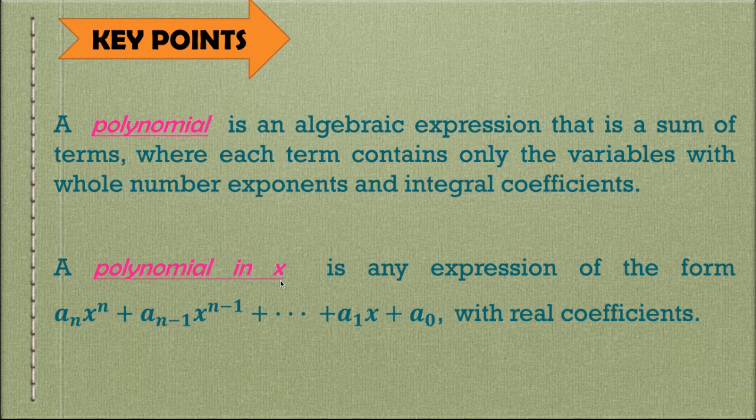Now, a polynomial in x is any expression of the form a sub n times x raised to n plus a sub n minus 1 times x raised to n minus 1 plus so on and so forth plus a sub 1 x plus a sub 0 with real coefficients. So this is your polynomial in x. The variable that's being used here is x. Now, what are the conditions for a polynomial?